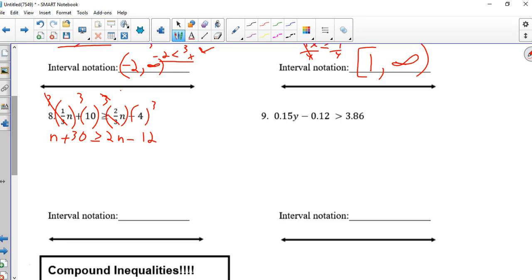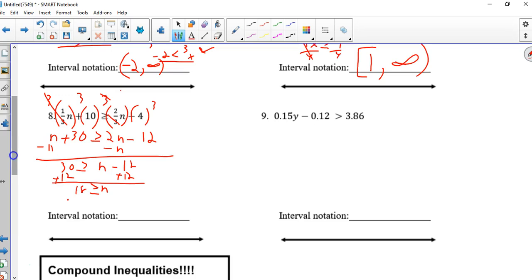Okay, now I can think ahead again and say, well, if I move 2 n's over, I'm going to end up with a negative and have to divide by -1. Or I can just subtract 1n and get 30 is greater than or equal to n minus 12. Add 12 to both sides and get n is less than or equal to 18.